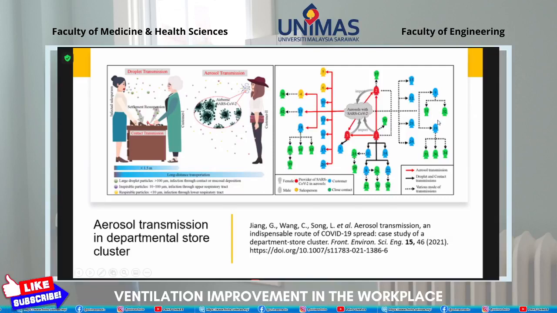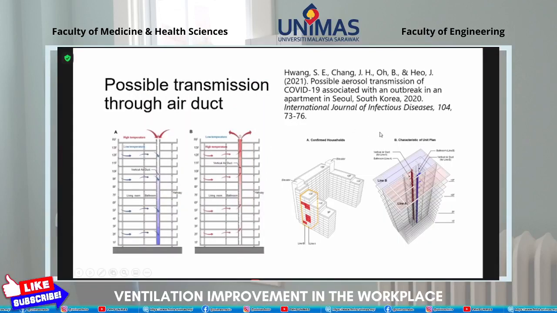Okay, and then another example is a case in Seoul, Korea. It is in an apartment where the apartment shares a common ventilation stack, and within the same vertical line of the ventilation stack, they detected infections. You can see there are line A and line B here, and if you look into this diagram, you can see that the infections are consistent with the vertical line of the common stack itself. So it could be evidence of the possible transmission of COVID-19 through the air duct itself.